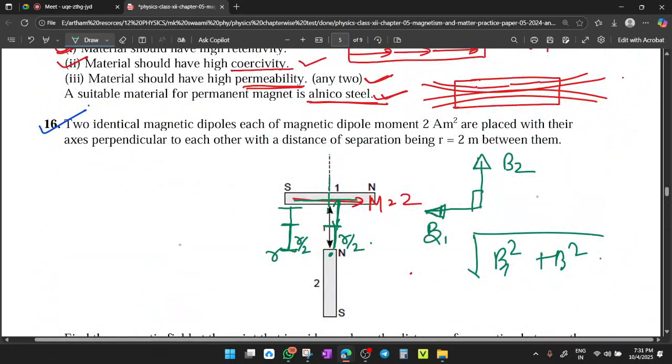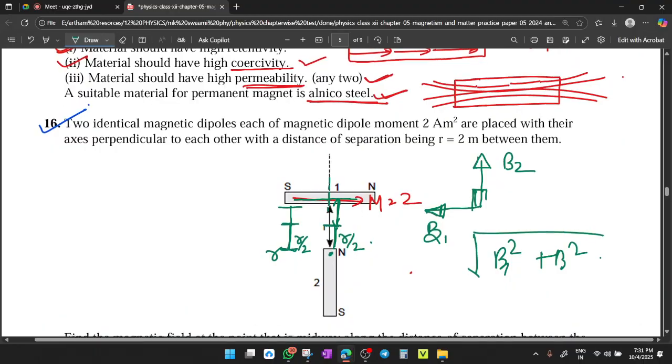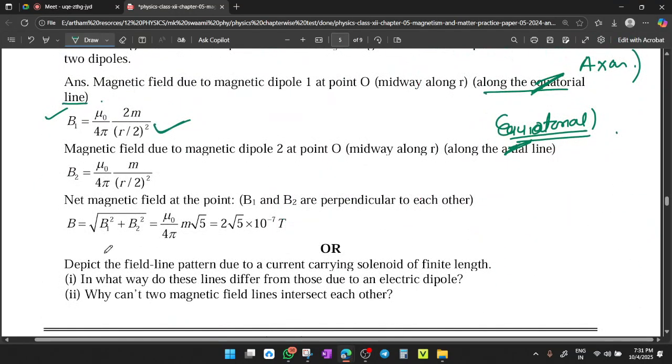Now both the vectors are perpendicular to each other, so the net magnitude is equal to the root of B1 square plus B2 square, and you solve it, you will get mu naught upon 4 pi into M root 5. Okay.